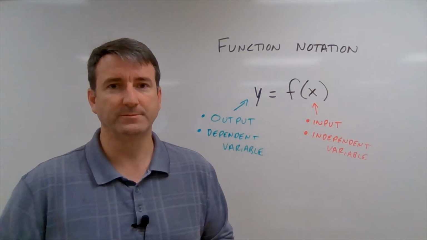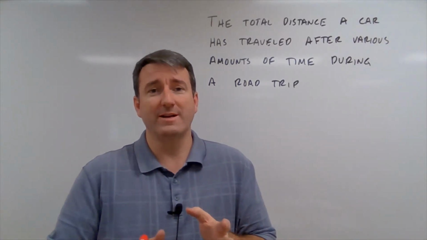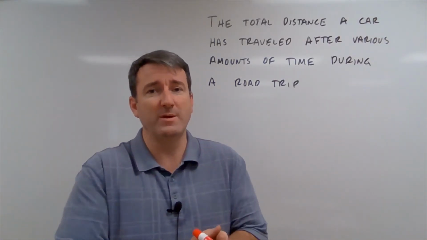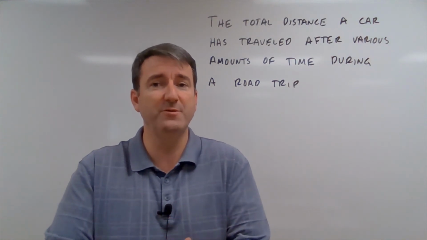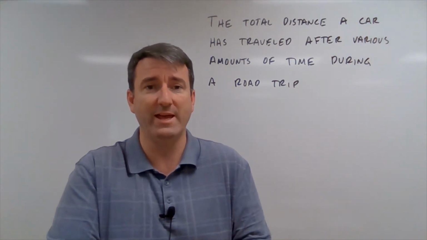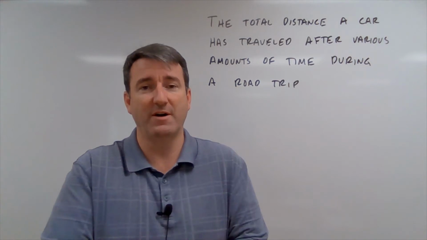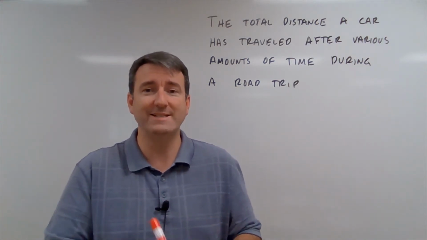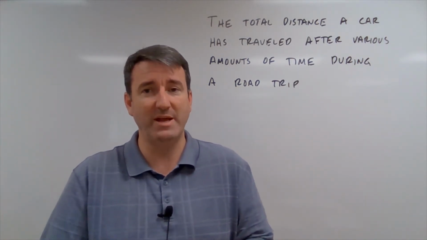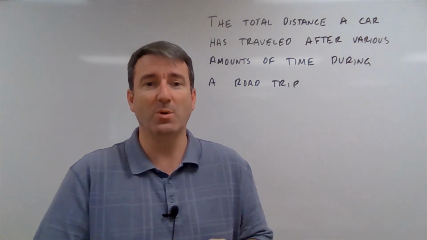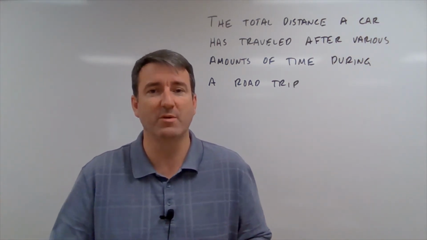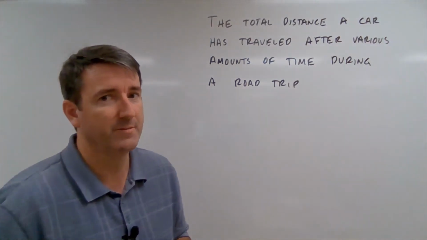The instructions for our examples say, for each of the following statements, state whether two variables are related in a way that might be described by a function. If so, identify the independent and dependent variables and write a short statement that expresses a possible relationship between the variables.